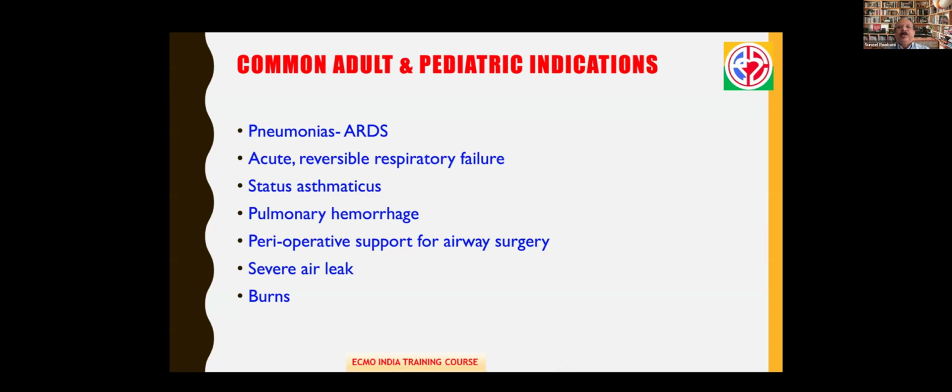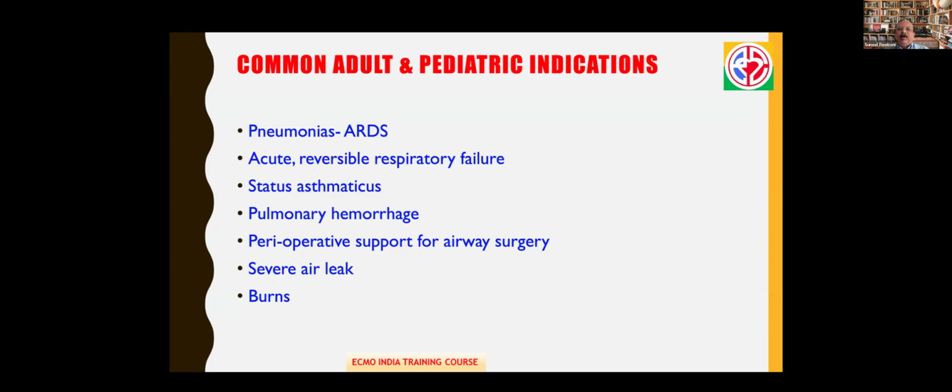Pulmonary hemorrhage: though heparinization is a contraindication when there is bleeding going on, still ECMO is the methodology of choice for treating persisting pulmonary hemorrhage, which is not amenable to treatment on conventional ventilation.